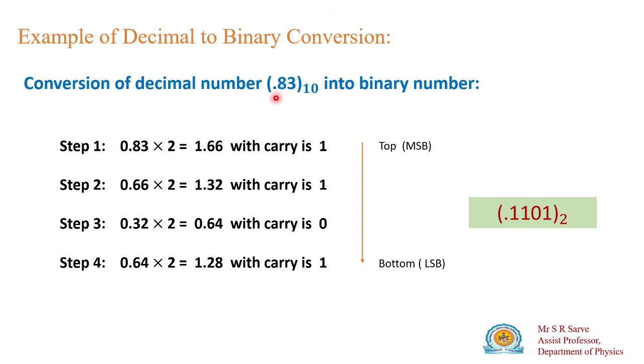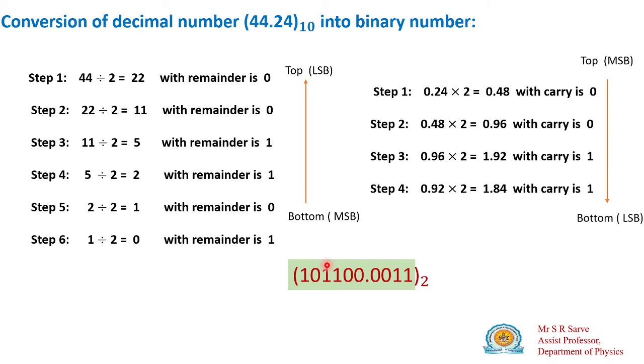So what is the conversion of 0.83 into a binary number? 0.83 will be converted into 0.1101. So start converting from up to down, 1101. Okay, so that is the conversion of a fractional decimal number into the corresponding binary number.